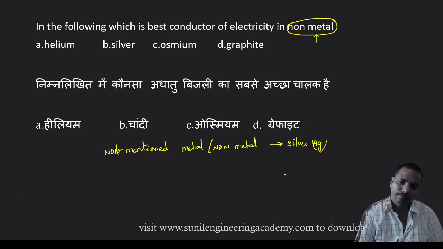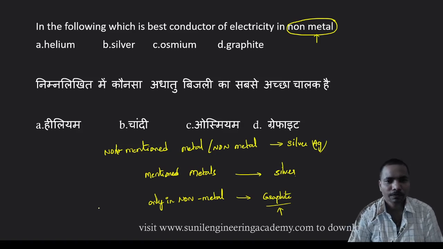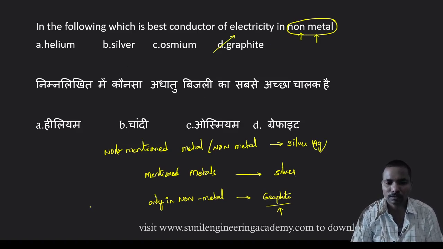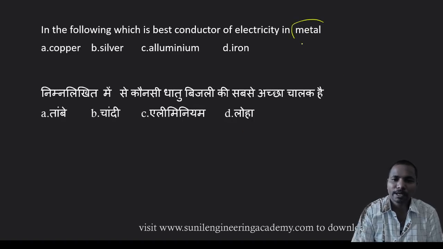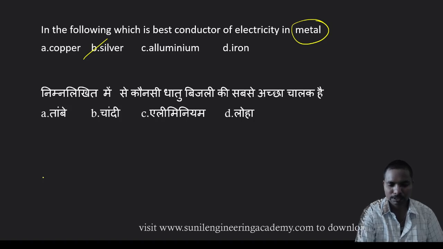If they mention metals, in the metals also we have silver only. If they mention only non-metals, silver is a metal, so we do not consider it. In the non-metals, it is graphite. Graphite has one free electron, and because of that free electron, it allows electricity. So in the non-metal case, go with graphite. Silver is a metal, so don't choose that one. Be careful: if they are asking about metals, then the answer is silver. Okay, coming to the next one.